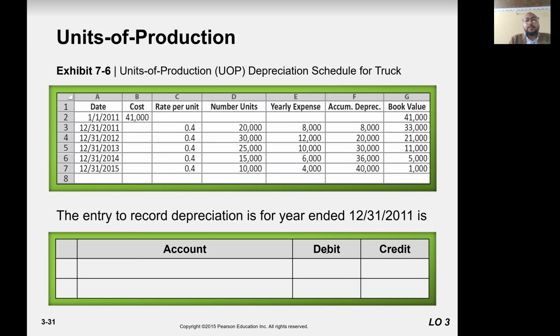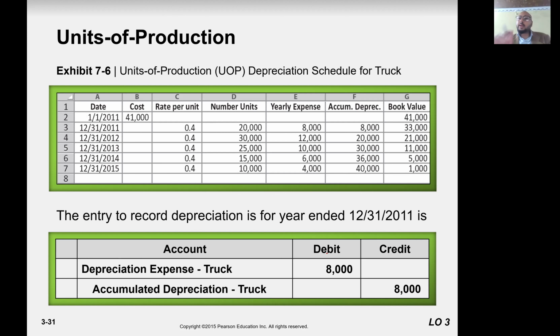So if we want to record the entry, it is going to be simple: depreciation expense to accumulated depreciation. The entry is the same, depreciation expense to accumulated depreciation. Only the amount is going to change with respect to the method. If straight line method, the answer is going to be different. If the unit of production method, the entry is the same, the amount is going to be different.